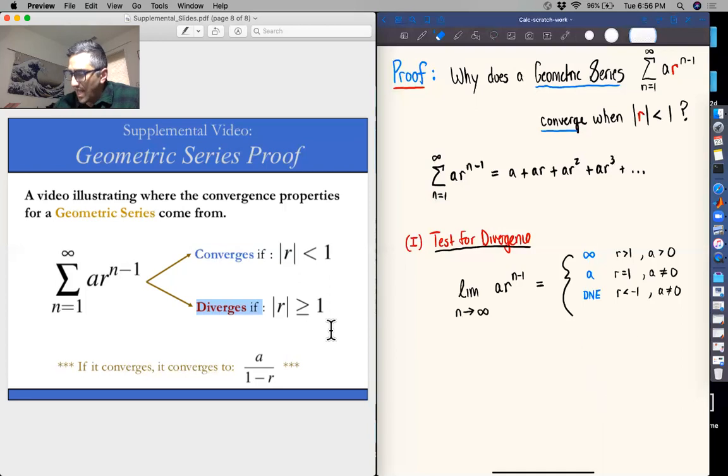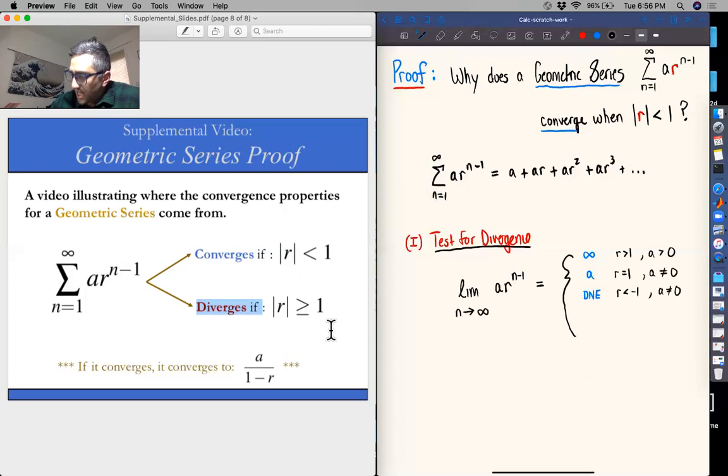So in those three cases, when r is equal to 1, greater than 1, or less than minus 1, this series must diverge because the limit is not coming out to 0. But of course, there are a couple other cases for us to consider here. Going to need to extend these curly brackets just a little bit.